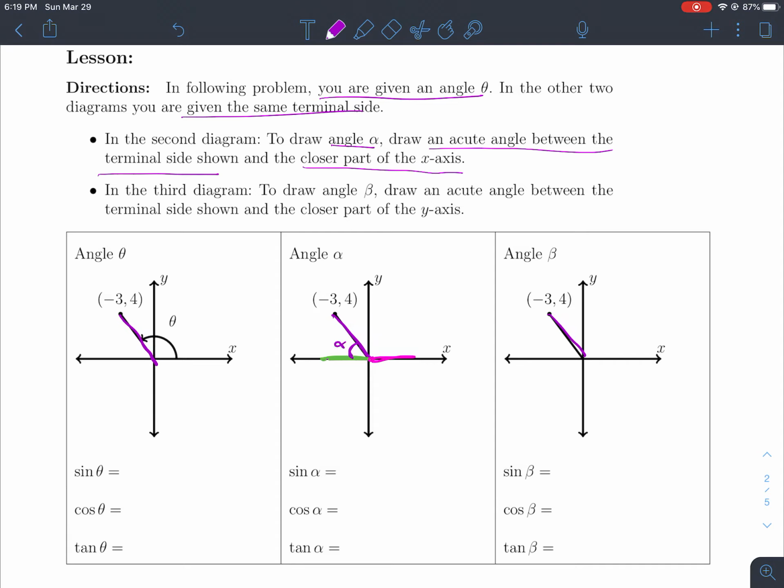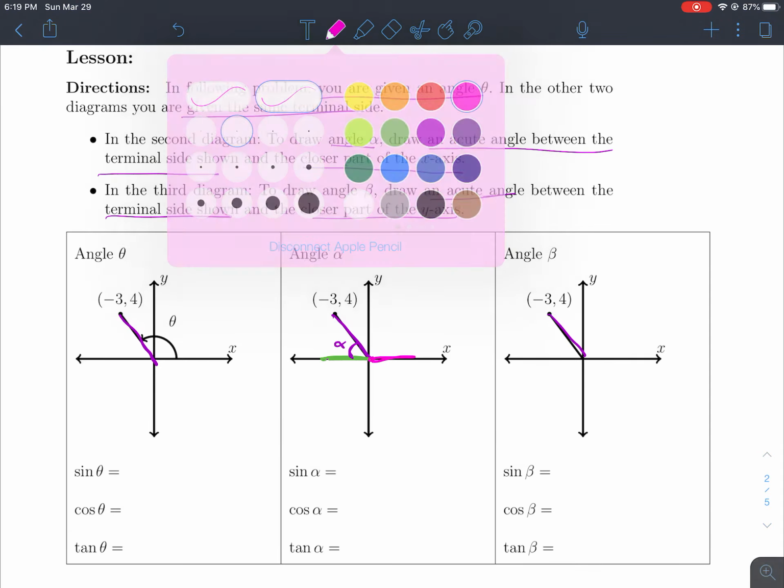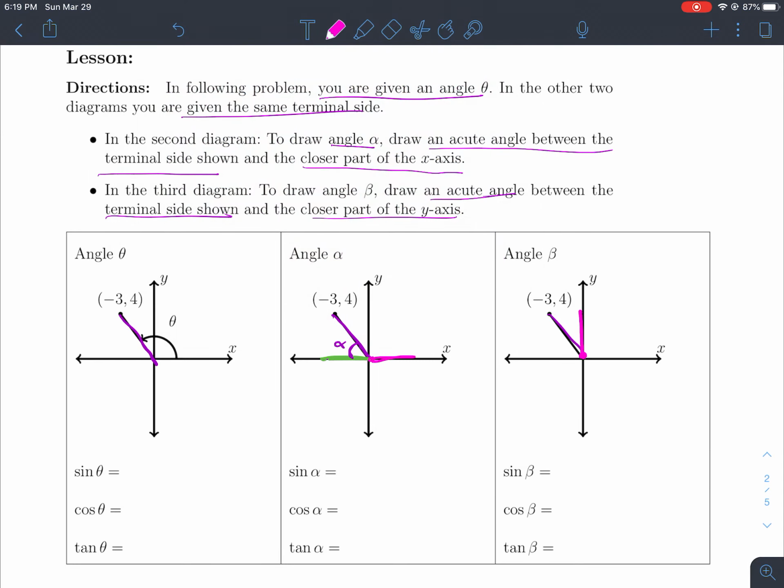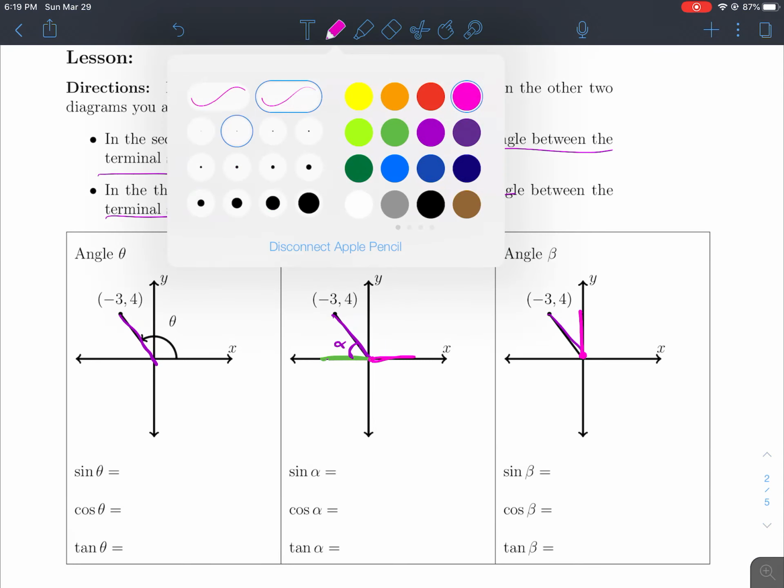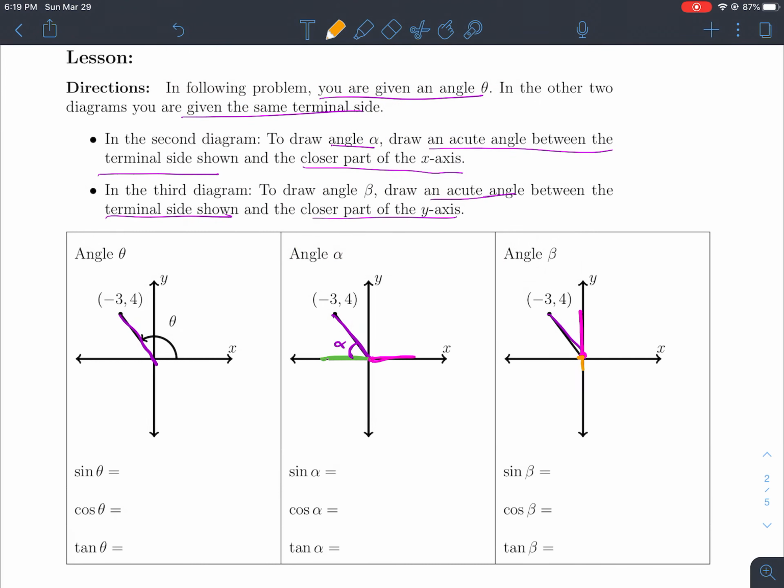In the third diagram, to draw angle beta, draw an acute angle between the terminal side and the closer part of the y-axis. So we have this pink side here, or this orange side here. Now the closer part of the y-axis I think would be right here, so let's make this beta. Okay, so now let's find the sine, cosine, and tangent of these things.